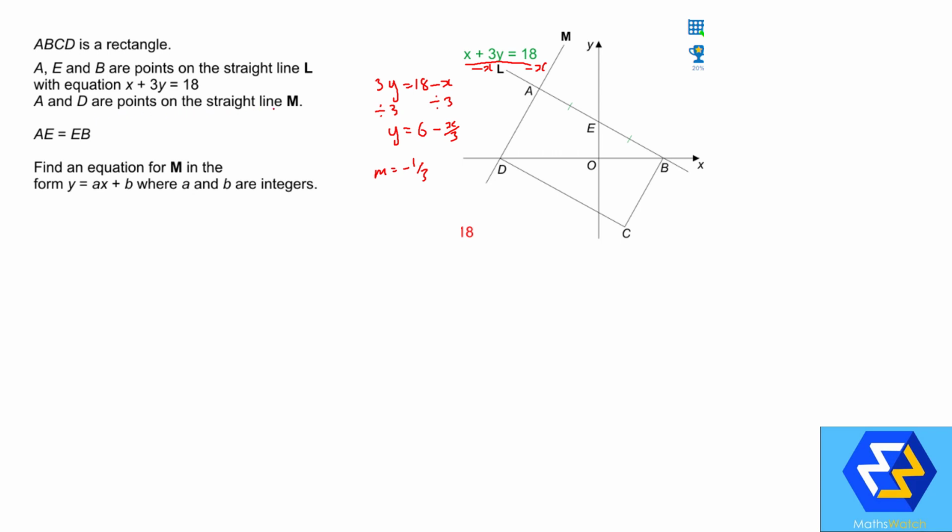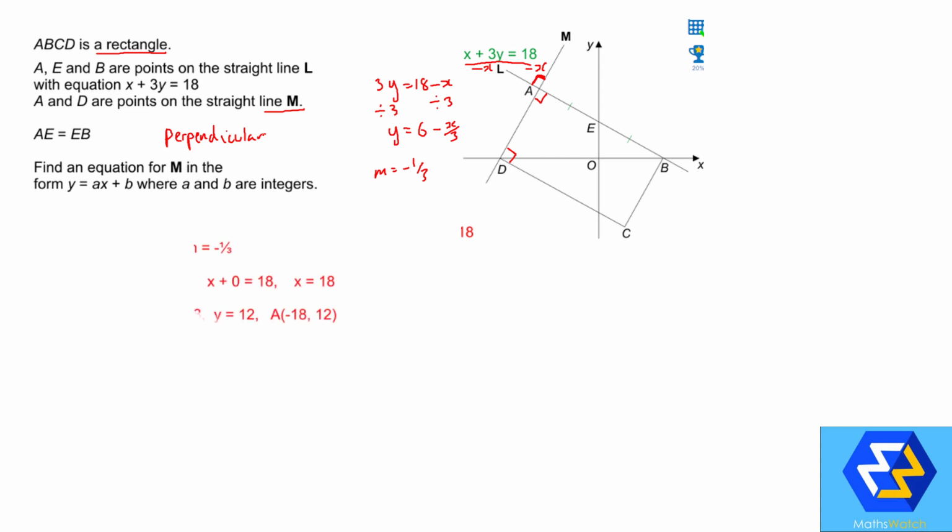Now A and D are points on the straight line M. So the whole point is that M is perpendicular to L, at right angles. They should really state that, but they don't. They make it difficult by saying ABCD is a rectangle, and you have to know that in rectangles they're all right angles, right? So that's your perpendicular clue. So don't worry if you can't do this question, guys. You're not expected to be able to do this at all.